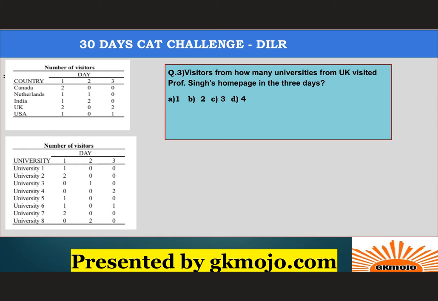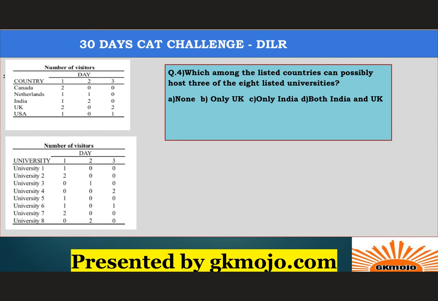Visitors from how many universities from UK visited Professor Singh's homepage in 3 days? How many universities from UK are presented? 1, 2, 3 or 4? So the correct answer to this question is option B, that is 2, and you can make it out from the table. Which of the following listed countries can possibly host 3 of the 8 listed universities? So only UK can do that. Option B is the correct choice.